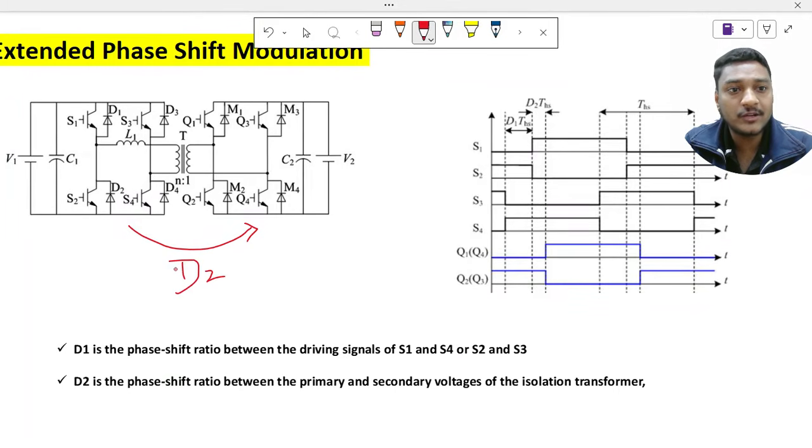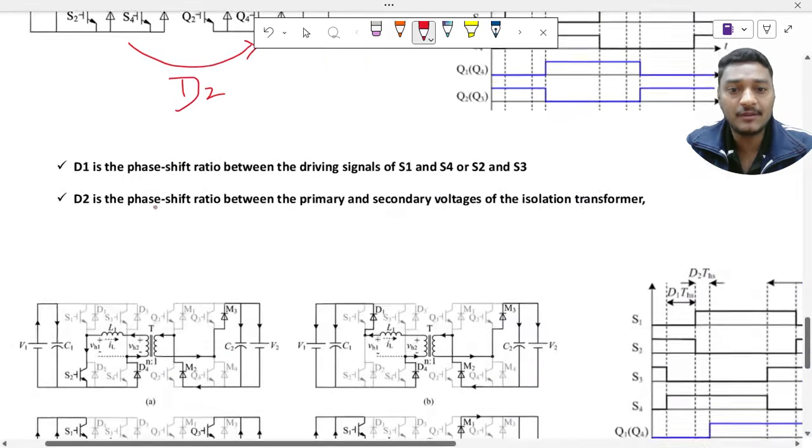How to compute D2, that part we have already seen, and we will try to understand it in the next lecture as well. How to compute D1, that part also we will discuss in the next lecture. But the important thing we need to understand here is what will happen because of this. Now S1 and S4 I am going to turn on at different times. What is the problem we are trying to solve? Backward power flow. Whether with this kind of switching pattern I am going to eliminate the backward power flow or not, that part we need to understand.